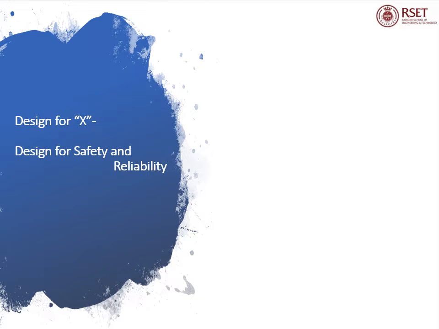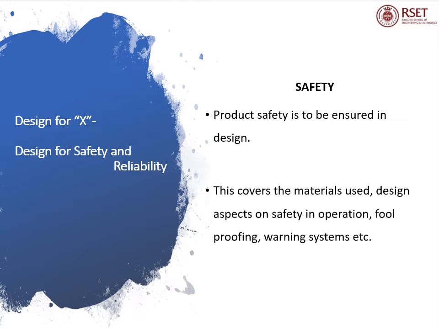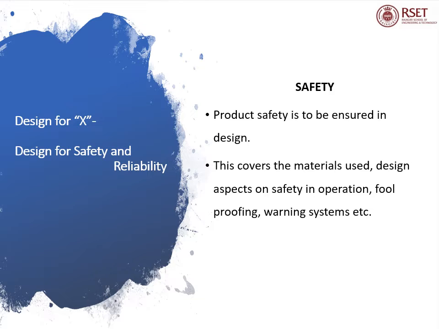Safety is achieved through the use of reliable structures, components, systems, and procedures. Reliability is the probability that a system or component will perform its intended function for a prescribed time and under stipulated environmental conditions. Safety is to be ensured during the design phase itself, and this covers the materials used, design aspects on safety in operation, foolproofing, warning systems, etc.